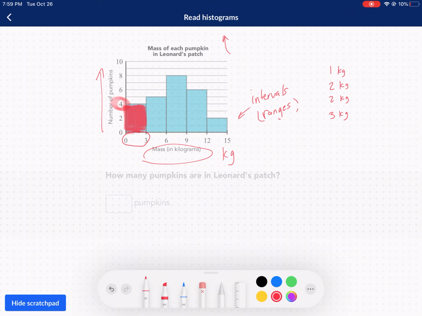So then the next one, we're talking over 3 but up to 6. This is between 3 kilograms and 6 kilograms, but it can't be 3 kilograms because we already counted that in the first one. So this is any pumpkin in that range. Like I said, the first was 4. You can see there are 5 of these. And for this one right here, there are 8 of these. There are 6 of these, and there are 2 of these.